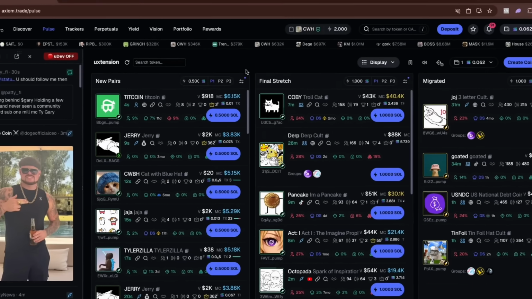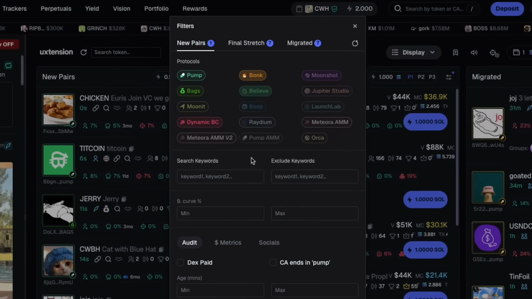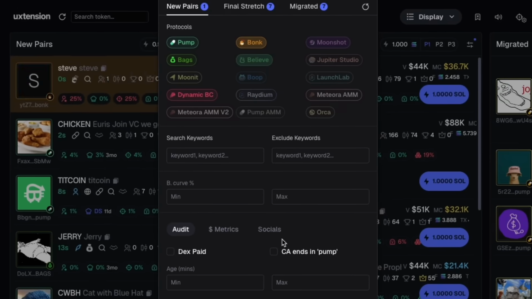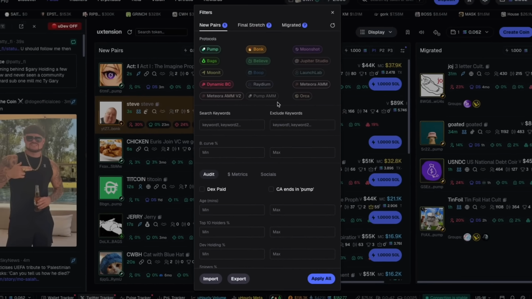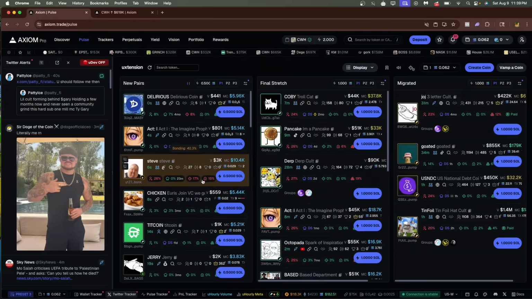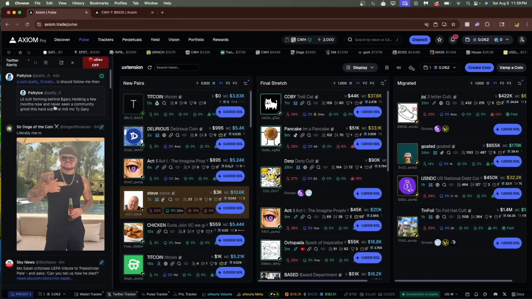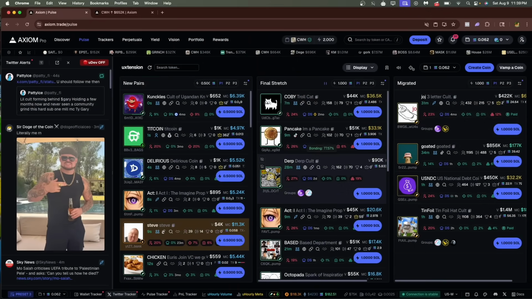Now, what I'm going to be doing is on new pairs, obviously, I'm probably going to keep it like empty 90% of the time, raw dogging it. The reason for that is because I want to see all the coins that are coming out. If an Elon tweet comes out or something crazy, I want to be able to snipe that, all right?